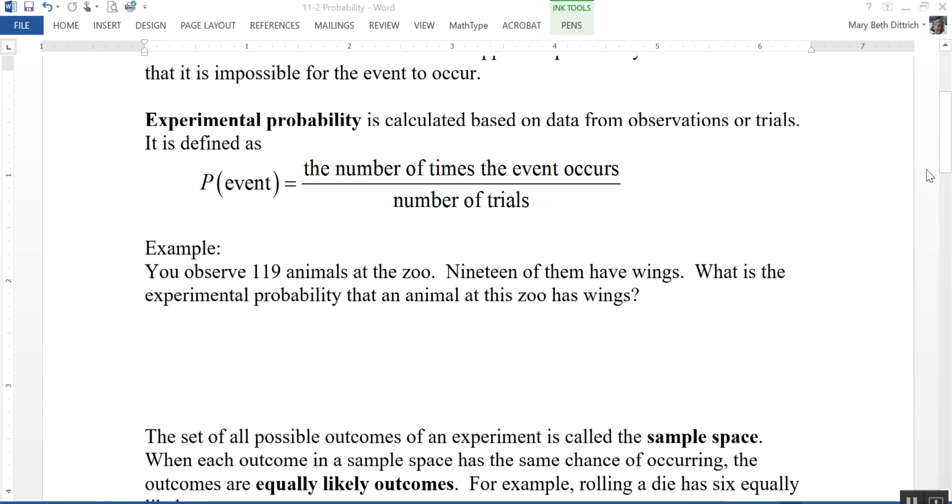You observe 119 animals at the zoo. 19 of them have wings. What is the experimental probability that an animal at this zoo has wings? So the number of times that the event occurs, well, you see 19 animals with wings, and the number of trials, that's the total number of animals, which is 119. Plugging that into your calculator and then turning that into a percent, that's about a 16% probability that an animal at this zoo has wings.